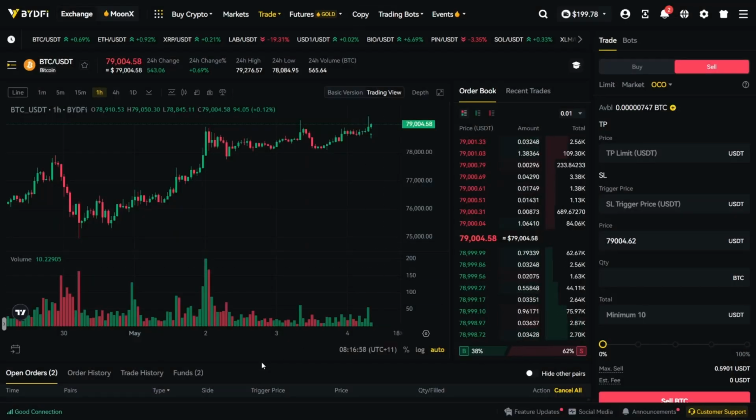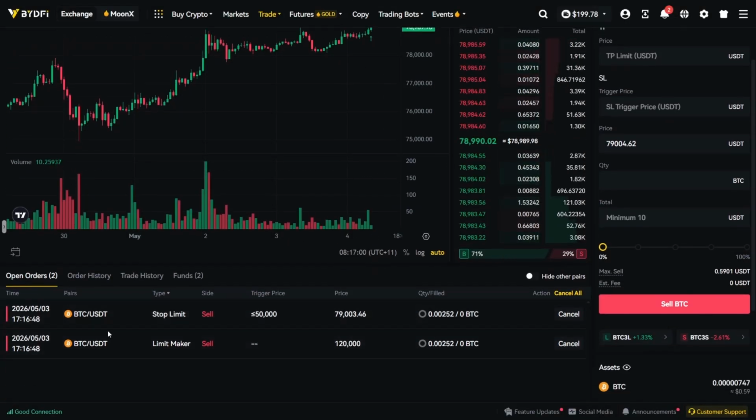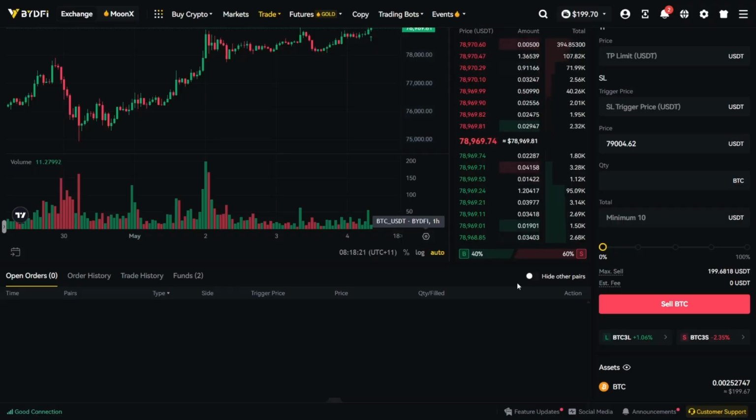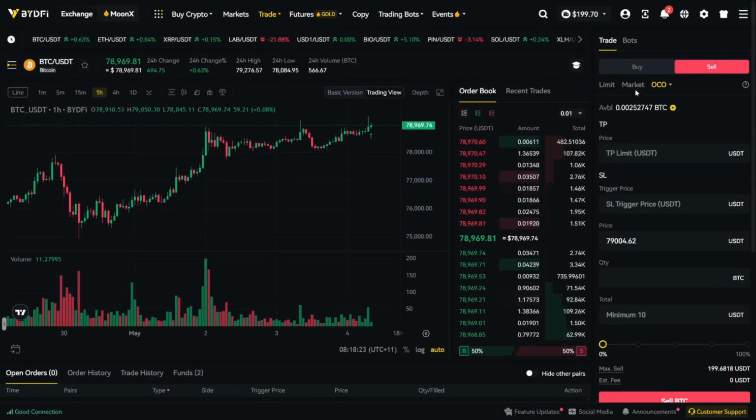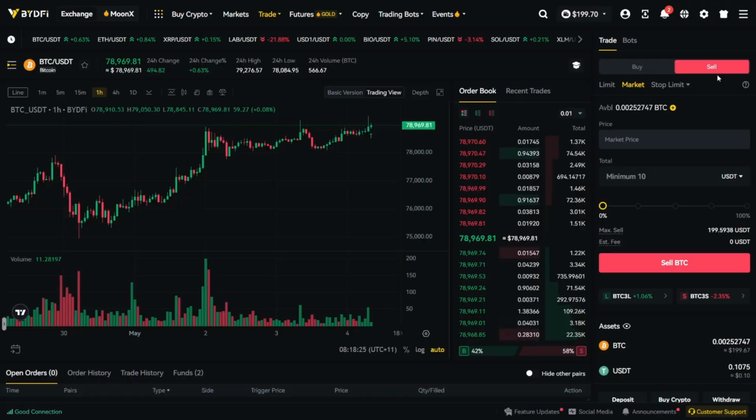We can now scroll down and look under our open orders, and we can see both our stop limit and our take profit order. If we wanted to cancel our orders, we can cancel them individually or just click cancel all and confirm that. To close our position, we can just go back to market and make sure we are in sell our full balance, and click sell BTC.